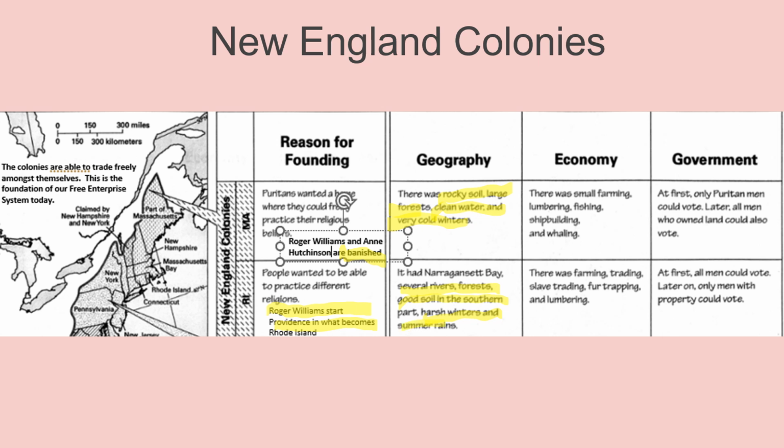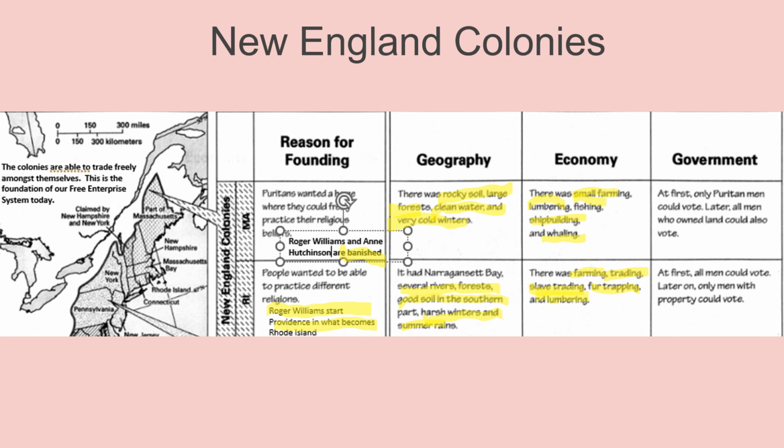The economy, how they make their money: they have small farming, they have lumbering, they harvest the lumber and send it back to England. They have fishing, they have shipbuilding, and then whaling becomes pretty popular. In the southern part of this region, again, they have small farms. They trade in this region with the Native Americans. They do a little bit of slave trading, but not nearly as much as the South. They have fur trapping, which is what leads to the fur trading with the natives, and they sell the fur back to or get the fur back to England. And of course, they have lumbering.